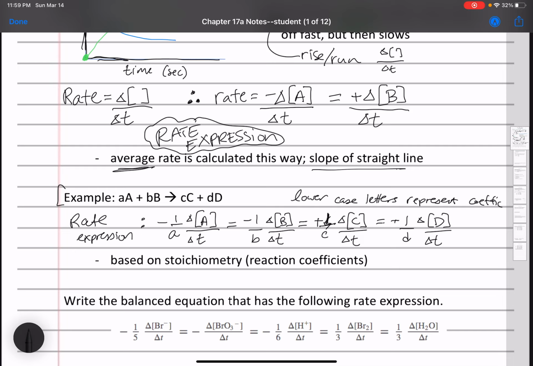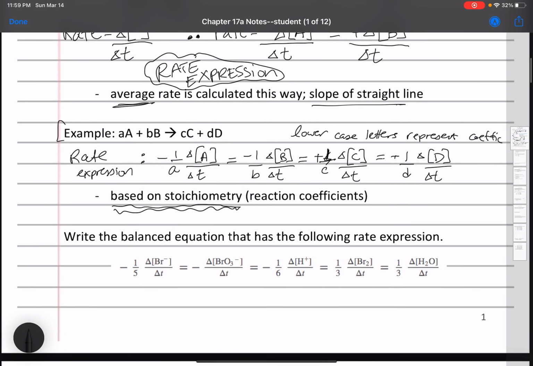the decrease in the amount of A is directly related to the increase in the amount of D per se. And really, this rate expression is based on stoichiometry. So really what the rate expression is, it's sort of a stoichiometry equation. I actually don't love using it, but I do feel the need to teach it because you might come across it again.